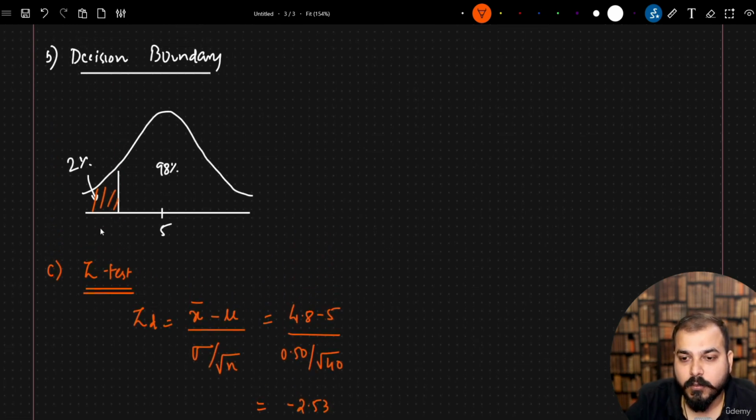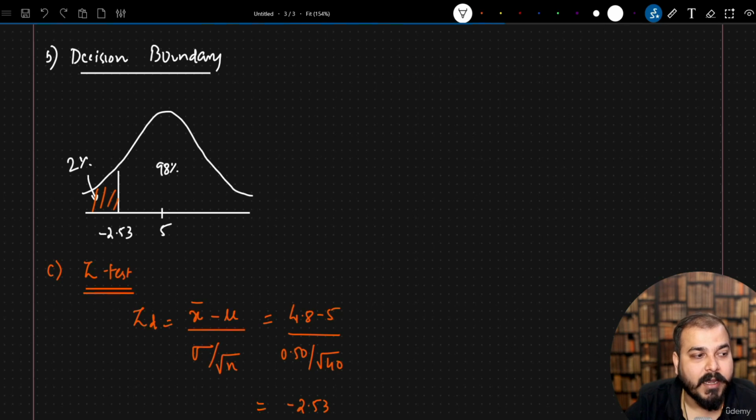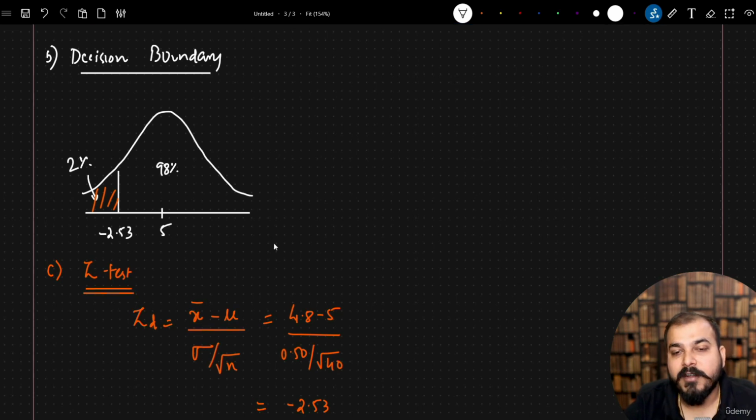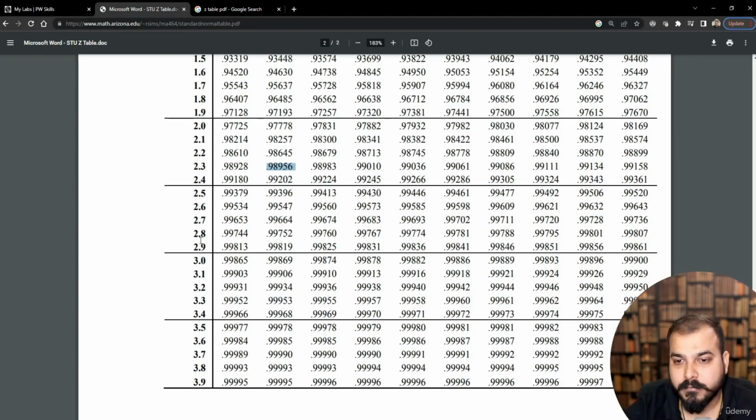Based on this, I'm not going to use only the Z test. I will try to directly do it with the p value, so that my calculation will be faster. Now with respect to minus 2.53, I will try to find out the area under the curve, and based on that, I'm going to compare with my significance value. So minus 2.53, I will go to my Z table.